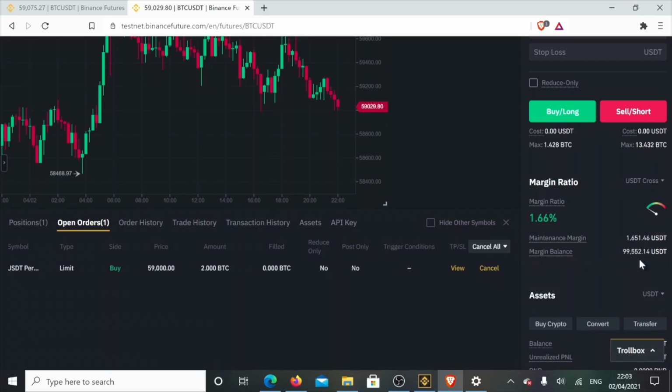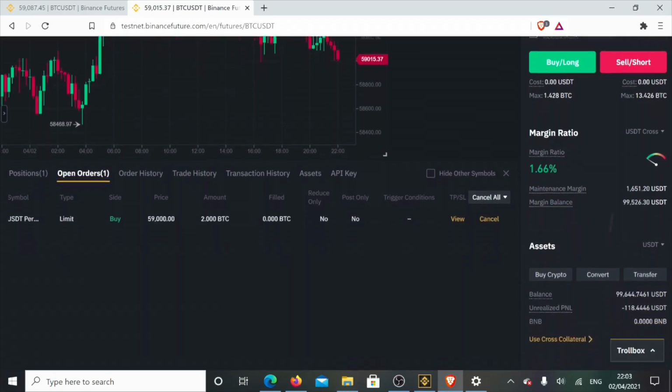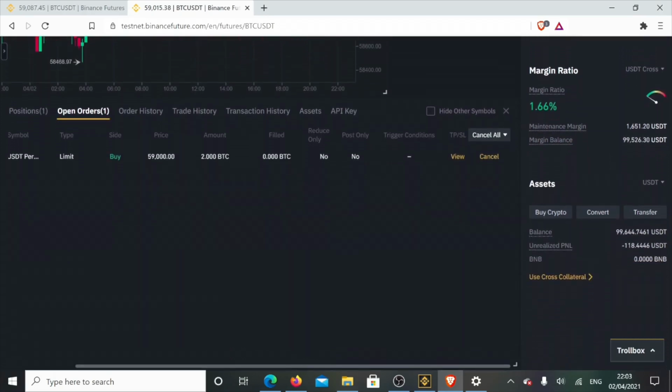Immediately your margin balance is less than your maintenance margin, you get liquidated. You lose all your funds. So in any case, you want your margin balance to be significantly more than your maintenance margin. That is the logic behind being liquidated. Your margin balance must be more than your maintenance margin. So that is all about explaining this trade, this futures account.